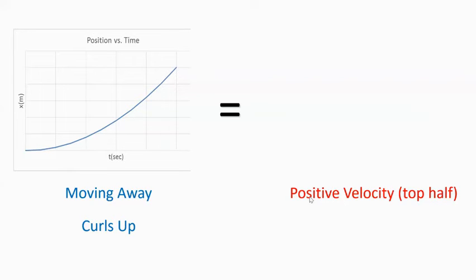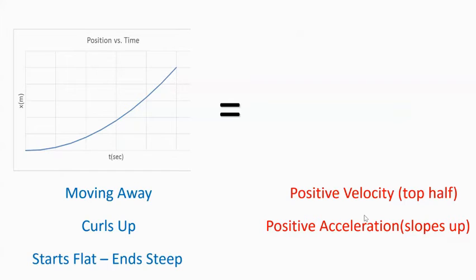Okay, second thing we want to notice is which way the line is curling, and it's curling up. This is the half of a smiley face, so it's going to mean positive acceleration. And positive acceleration on a velocity graph means that there is a line that is sloping upwards. So we expect to have a line that is in the top half of the velocity graph and is sloping upwards.